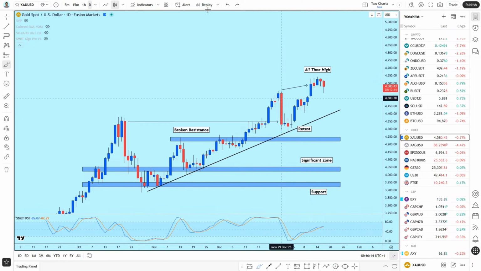In my previous video I spoke about this pullback and I said that pullbacks are a very healthy part of forex trading. They can represent very good entry levels, and that is exactly what happened this time.